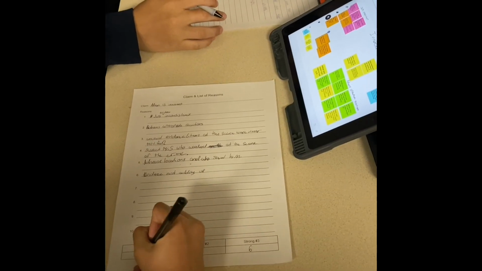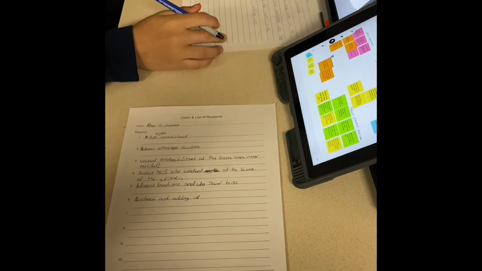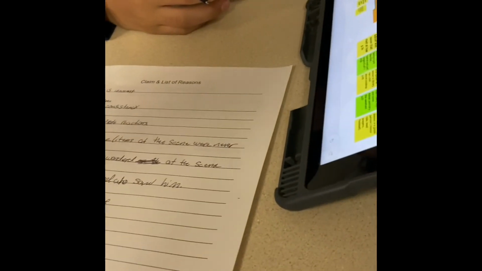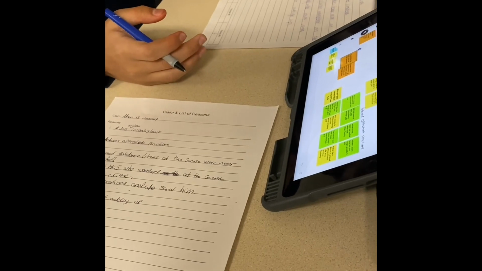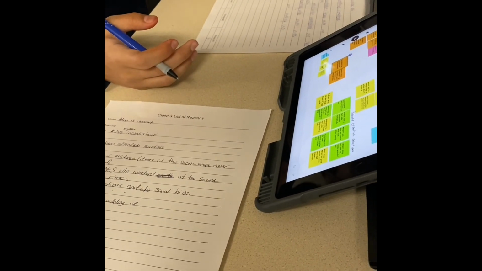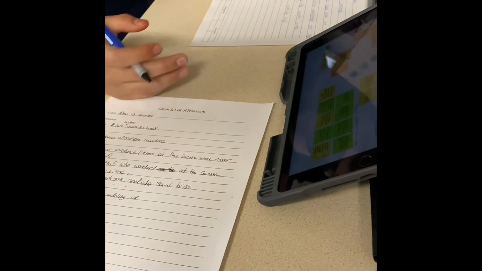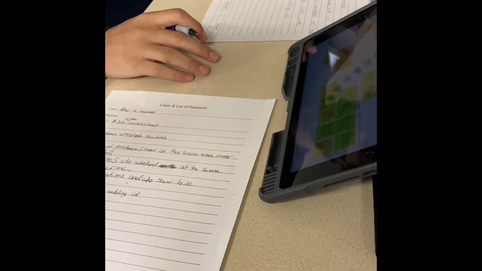Second strongest, I would say Adnan. The next thing we wanted students to do was look at their list of reasons and pick the 3 strongest of the bunch. These 3 that they choose would then become the 3 body paragraphs of their essay.